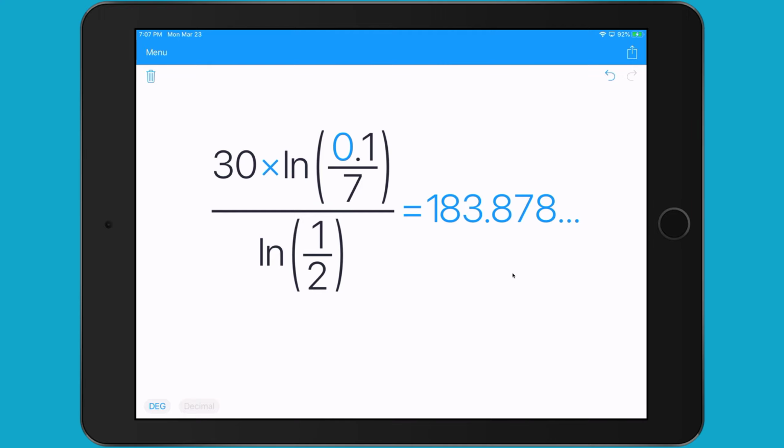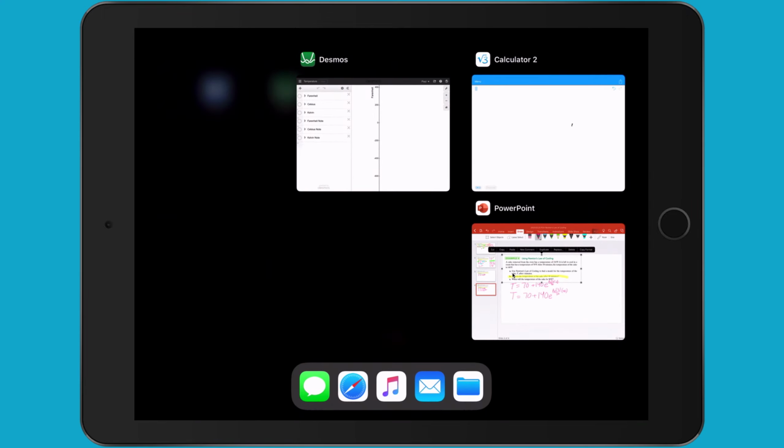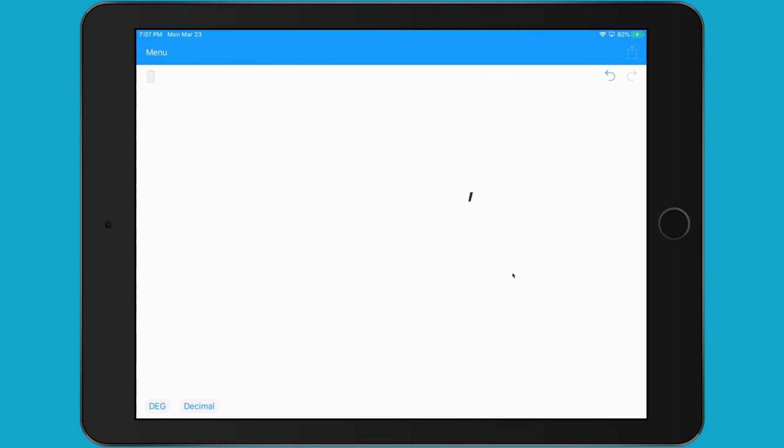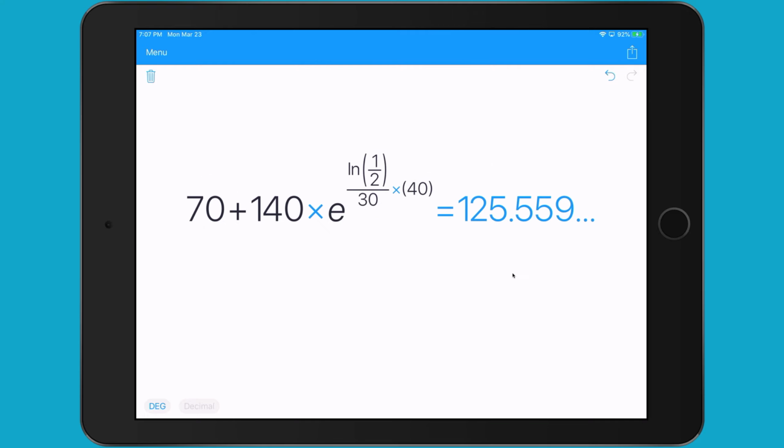I've got an old calculation sitting here. So how's my memory? Okay, there we go. What I want to calculate is 70 plus 140e raised to the natural log of 1/2 over 30 times 40. Yes, I could have simplified this, but I like seeing it all spelled out. You guys know that about me by now. Okay, so 70 plus 140.